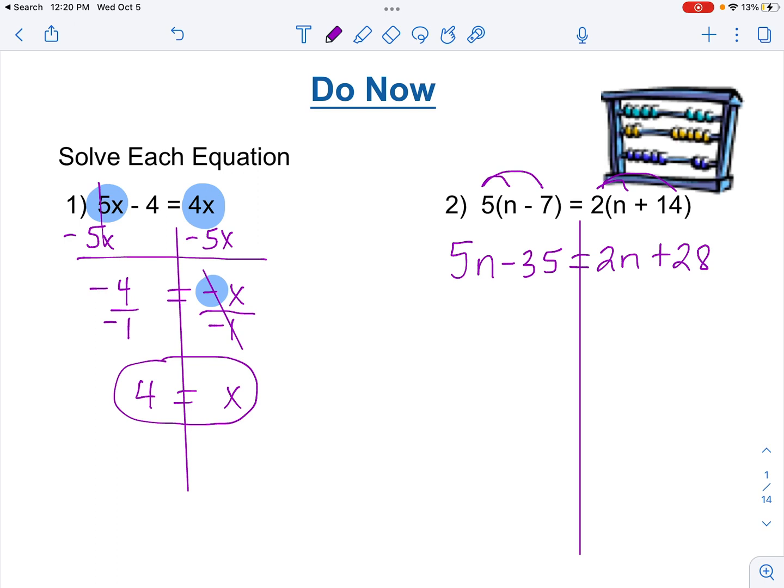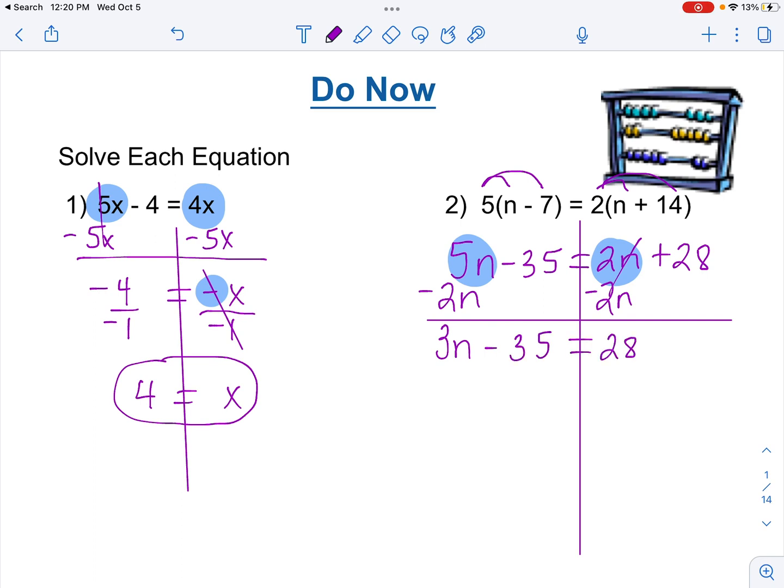We then have like terms on opposite sides of our equation again. I am going to choose to bring over my 2n, and it's positive on the opposite side of the equation, so I have to do the inverse. So I'm going to subtract 2n on both sides. 2n cancels. 3n minus 35 is going to equal 28. I am then going to add 35 to both sides.